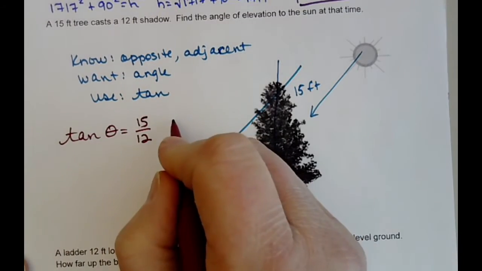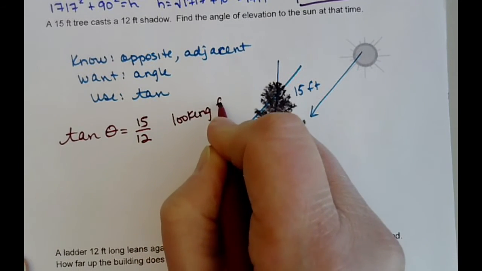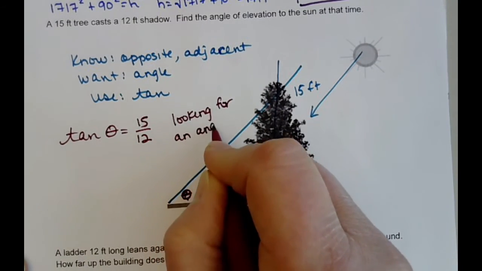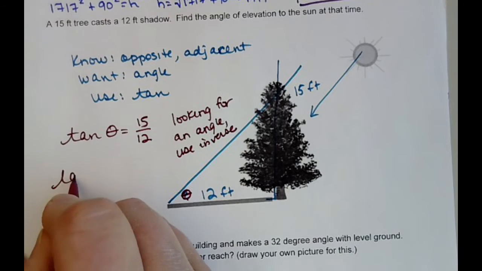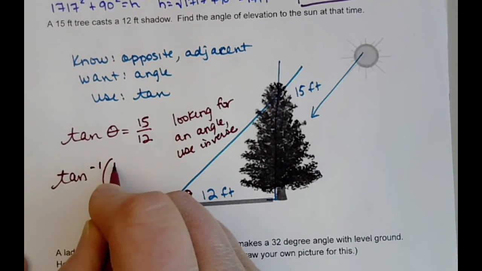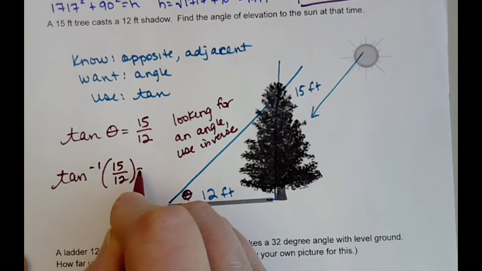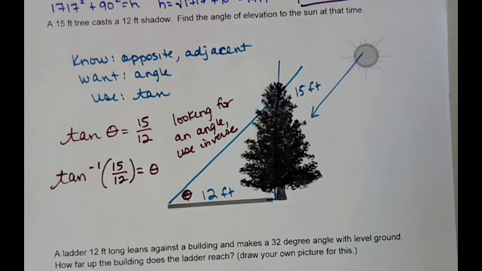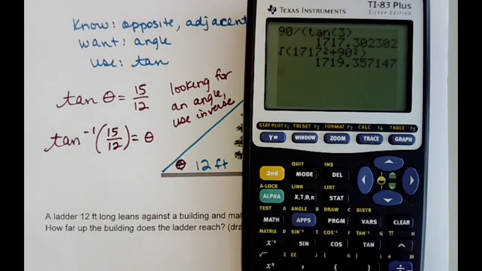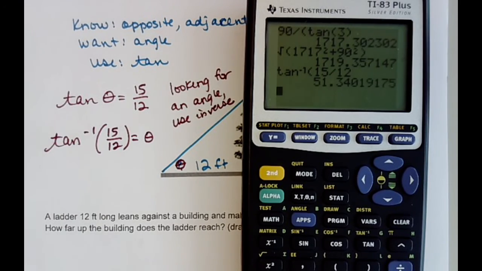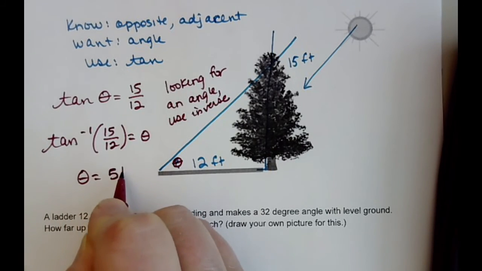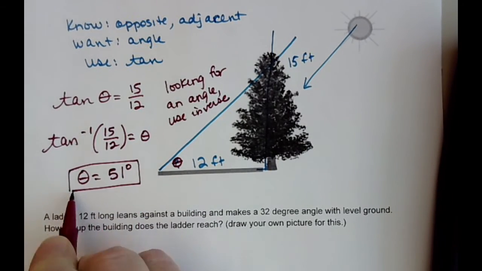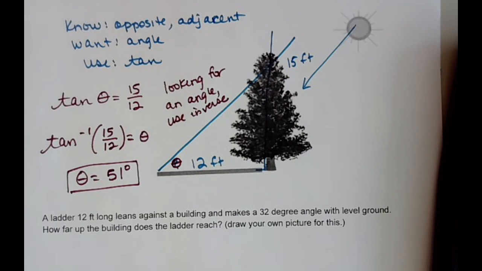Because we're looking for an angle, we're going to use inverse. So we're going to say the inverse tangent of 15 over 12 is going to give me theta. And so I'm going to take inverse tan, second tan, 15 divide 12, and I'm going to get 51.3. I'm rounding to 51 degrees, and that's going to be my angle of elevation. Okay.